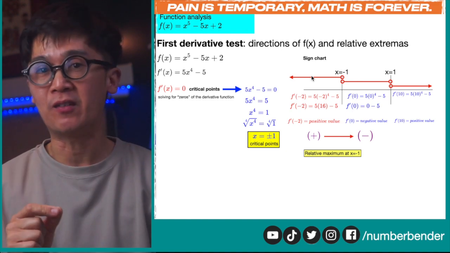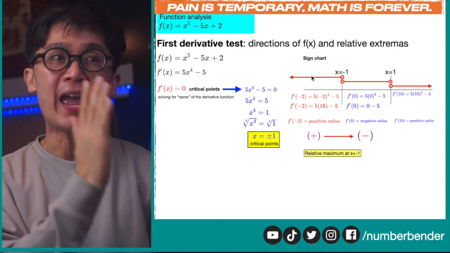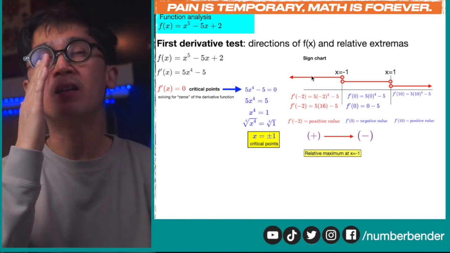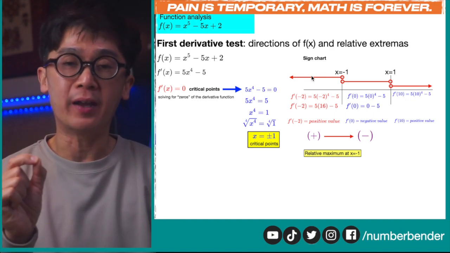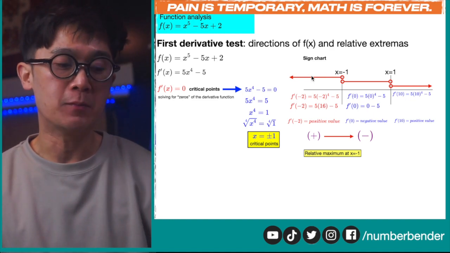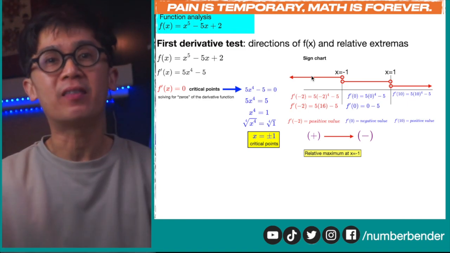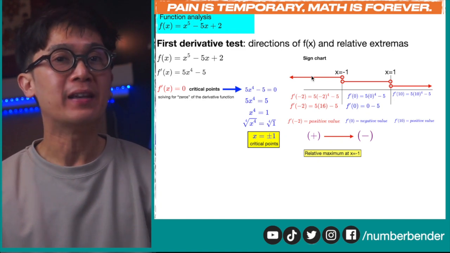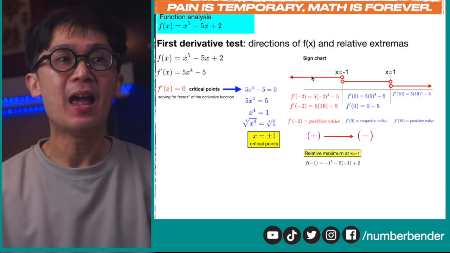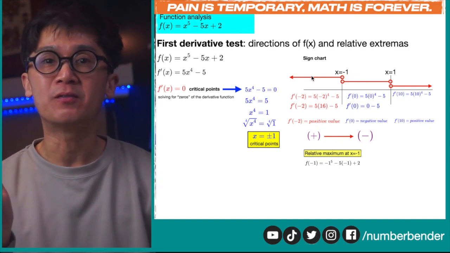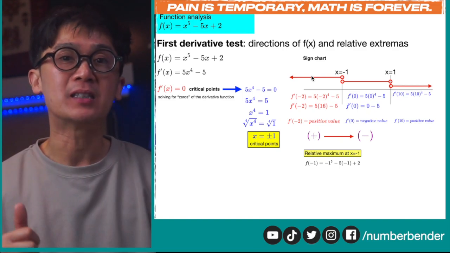Since positive to negative yung ating directions from the interval x less than -1 and the second interval x in between -1 and 1, a relative maximum exists at that particular critical value. And to check the other critical value, x equal to 1, makikita natin yung changes natin diyan ay negative to positive. So that means yung relative extrema natin would be a relative minimum.